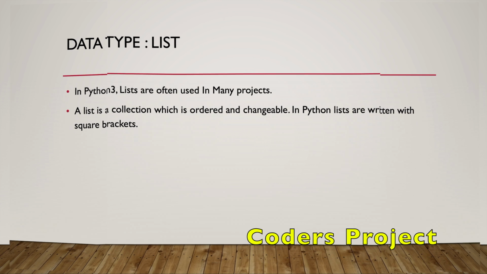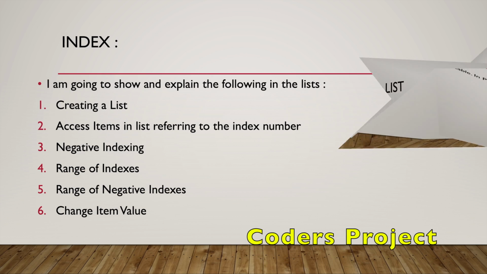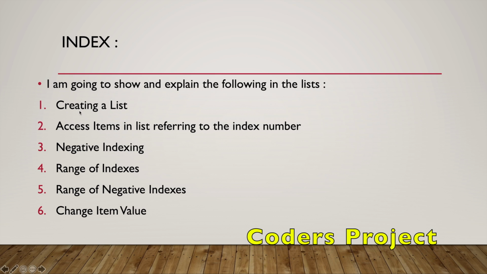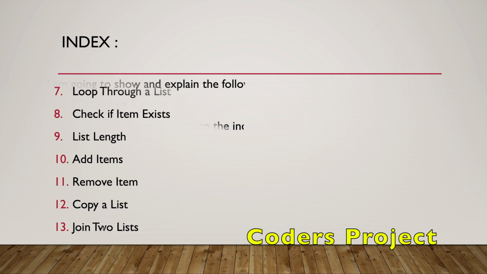So now I'm going to be showing you what I'm going to be covering in this video. I'm going to start with creating a list, then accessing items in the list referring to the index number. Then I'm going to be showing you negative indexing, then range of index, then range of negative index, then changing the item value. Then I'm going to be showing you how you loop through a list, check if an item exists, then the list length, how you add items to a list, then remove it, then how you copy a list, and how you join two lists.